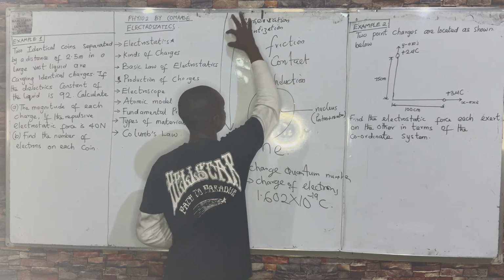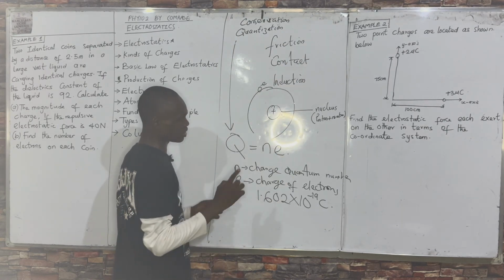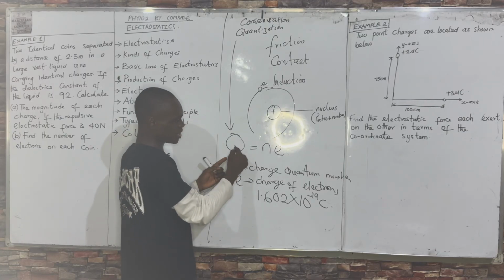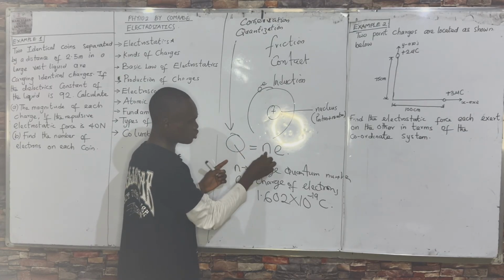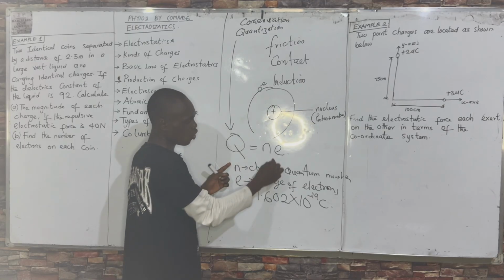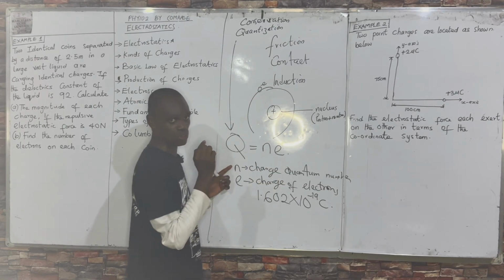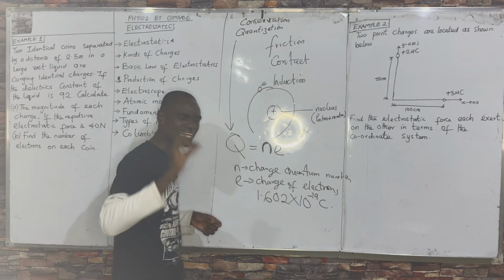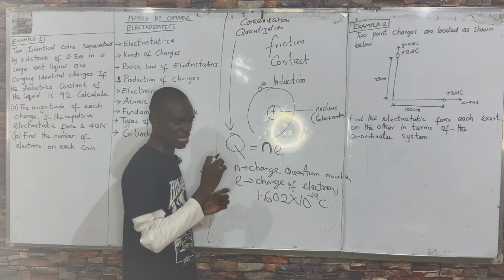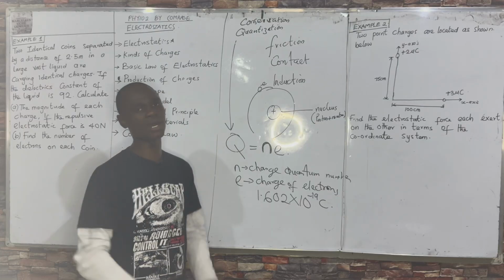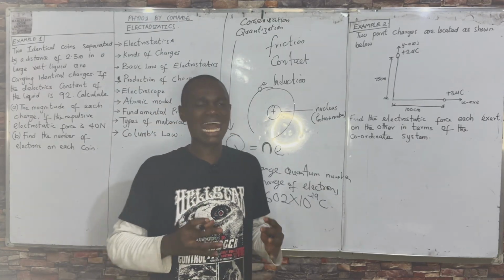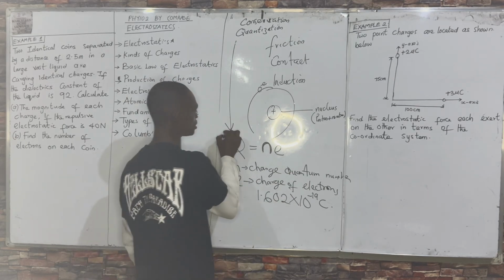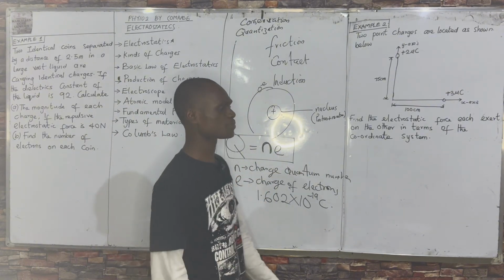While in quantizing charge, you must understand that Q is equal to NE, meaning the total charge in a body Q is equal to an integer multiple of the charge of the electron. Please note that this N must be a whole number. Are you getting it? N must be a whole number, meaning charge exists as whole number multiples of the charge of the electron. So you must keep this formula in mind.